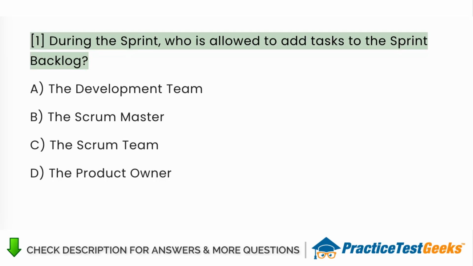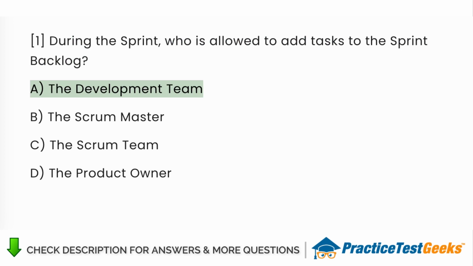During the sprint, who is allowed to add tasks to the sprint backlog? A. The development team. B. The Scrum Master. C. The Scrum team. D. The product owner.